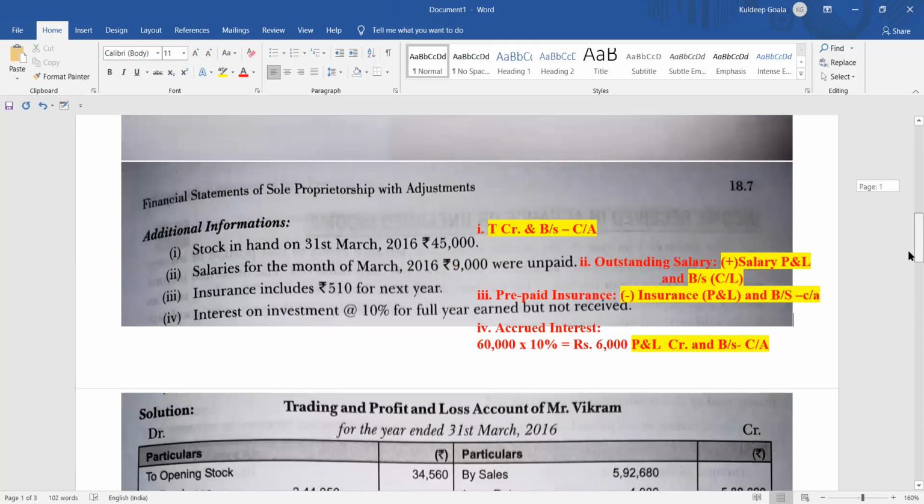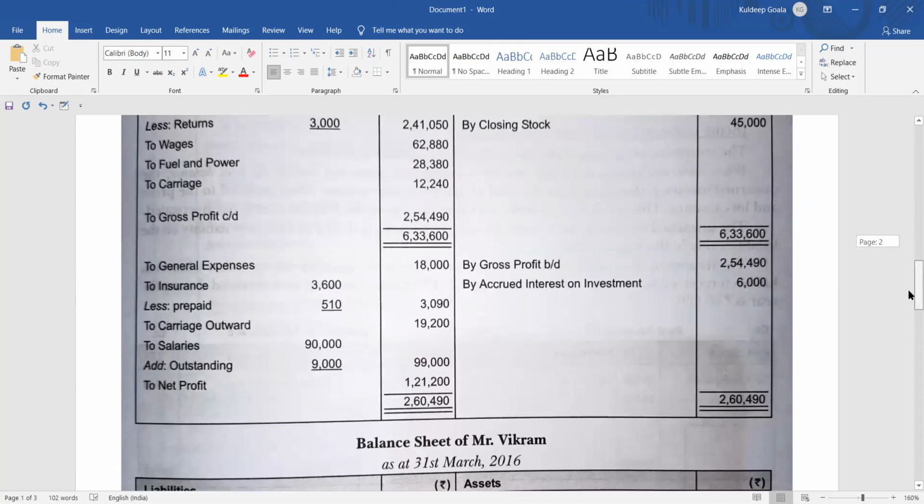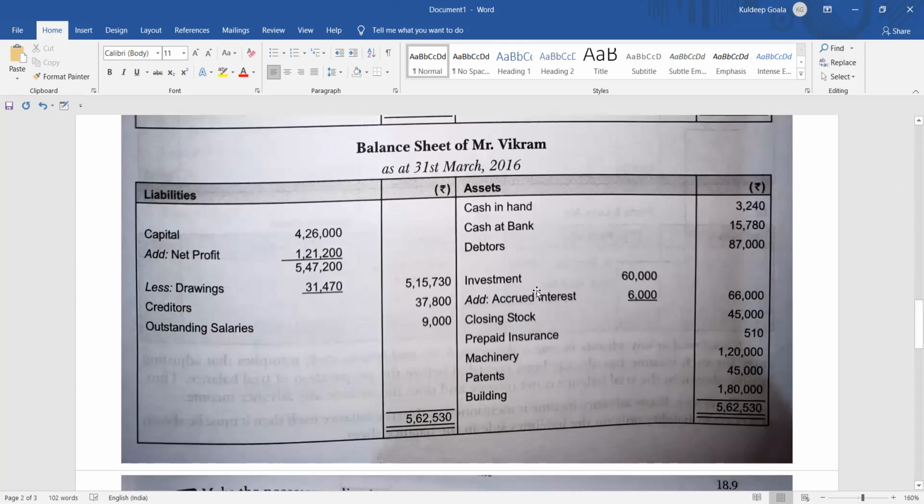While explaining here, I was telling that this accrued interest can be added with the investment also. But generally, it can be shown separately as a current asset. Here they have added it, so both are correct. It will not hamper anything. So what you're going to do is put investment 60,000 in the inner column. Add accrued interest 6,000, and the total comes to 66,000. If you want, you can keep the investment at only 60,000 here, and place this accrued interest with the current assets as 6,000 rupees. That will also be correct.